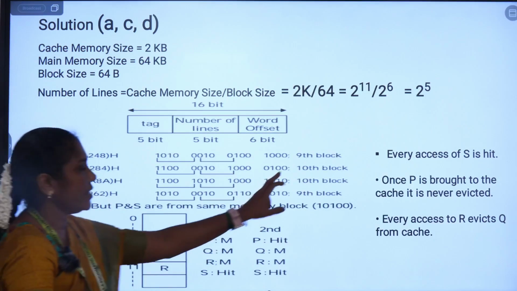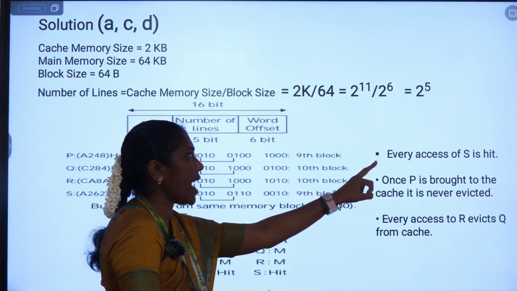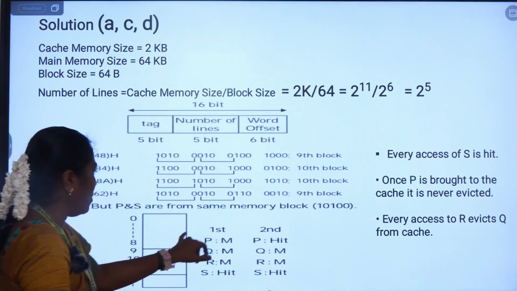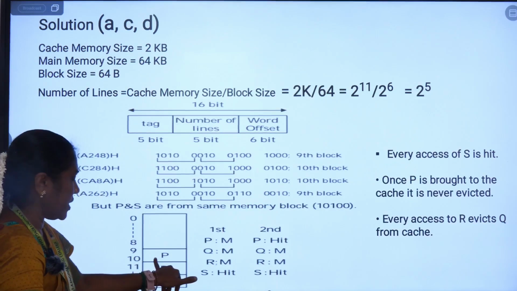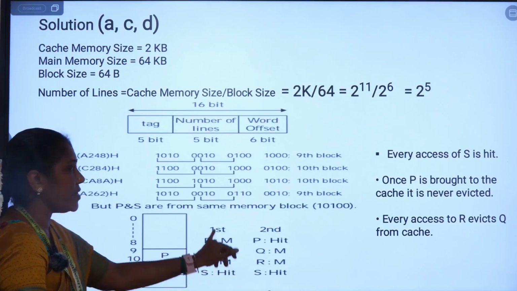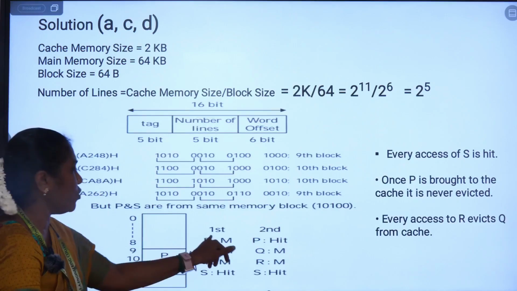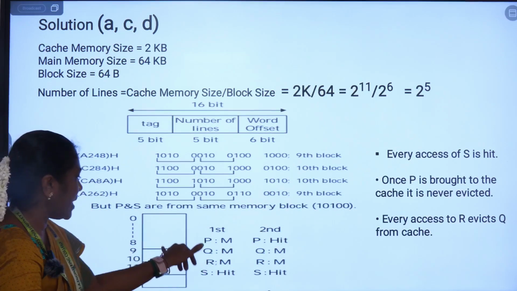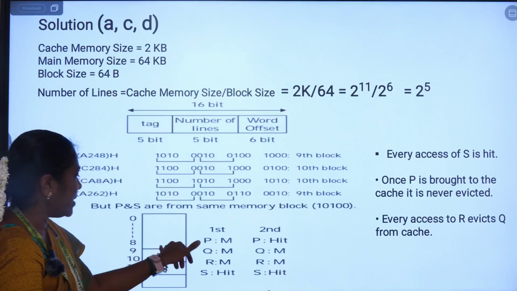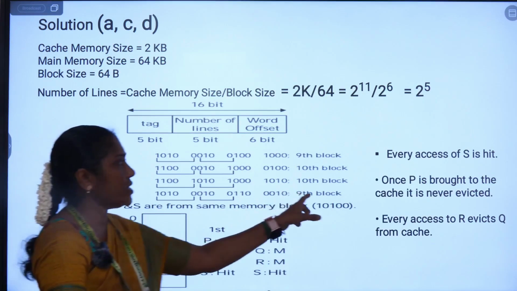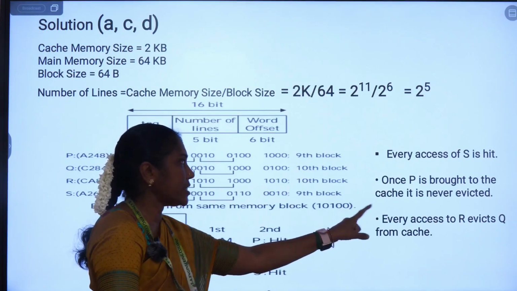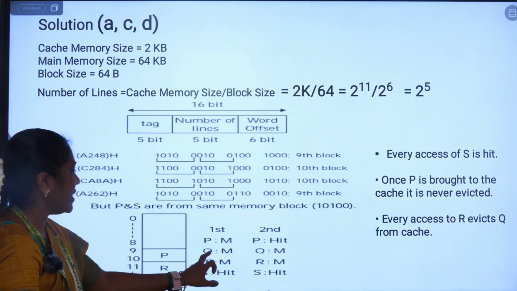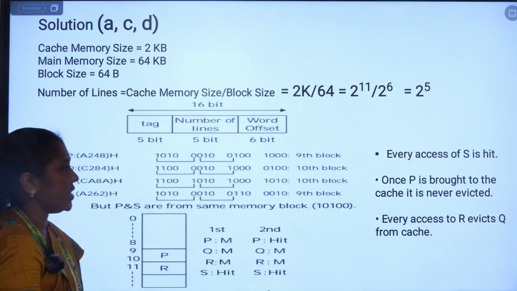That is why they have given the option that every access of S is a hit. That is one of the options. So whenever P is brought into the cache, it is not evicted. Evicted in the sense it is not removed from the cache. And since we are frequently accessing the data P, this P is not evicted. So once P is brought to the cache, it is never evicted. Whereas every access to R will evict Q from the cache.